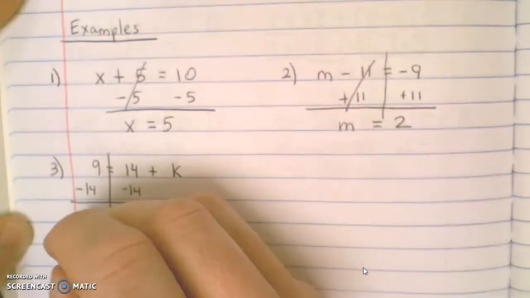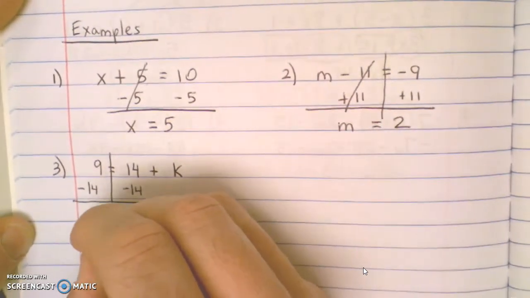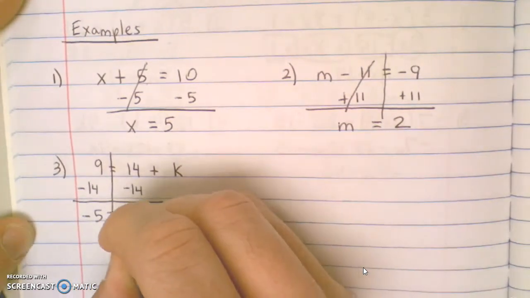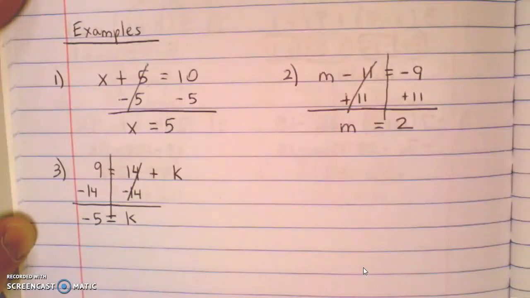So 9 minus 14 is negative 5. And on this side, all I'm left with is the k. And that's the whole point.